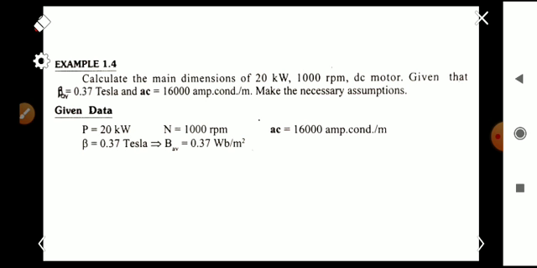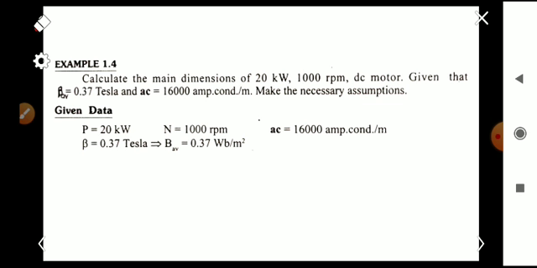So the first problem is: calculate the main dimensions of a 20 kilowatt, 1000 rpm DC motor, given that Bav, that is our specific magnetic loading, is equal to 0.37 Tesla and ac, that is specific electric loading, is equal to 16,000 ampere conductors per meter. Make the necessary assumptions. So this is the question, and these are the given data in the question, and they already said that we can make necessary assumptions based on our requirement.